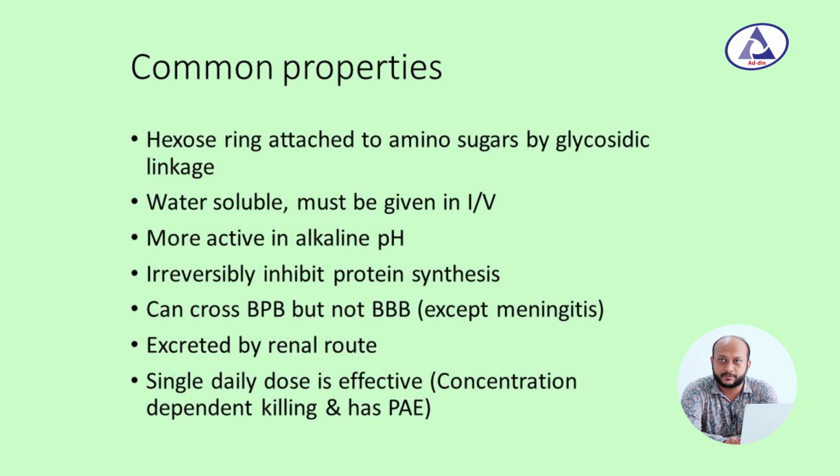Now, the common properties of aminoglycosides. They have hexose rings attached to various amino sugars by glycosidic linkage, and they are water soluble, so they must be given by the parenteral route, either IV or IM. They are more active in alkaline pH and irreversibly inhibit protein synthesis. They can cross the placental barrier, but cannot cross the blood-brain barrier except with inflamed meninges. These drugs are excreted by the renal route, and a single dose is effective because they have significant concentration-dependent killing and a post-antibiotic effect.